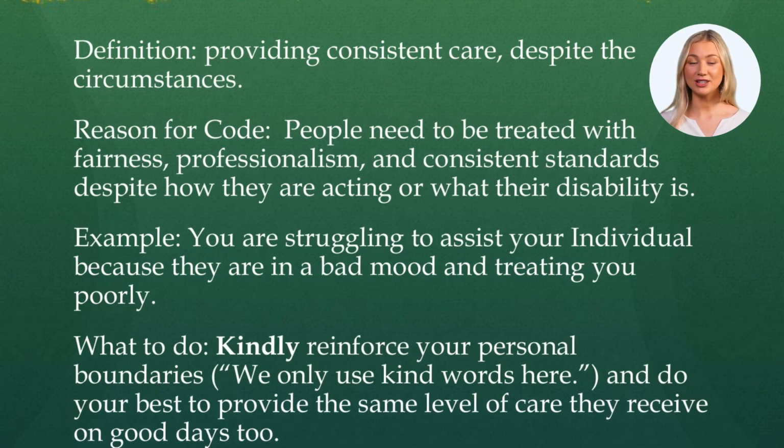Code 6. Justice. Definition: providing consistent care despite the circumstances. Reason for this code: people need to be treated with fairness, professionalism, and consistent standards despite how they are acting or what their disability is. Example: you are struggling to assist your individual because they are in a bad mood and treating you poorly. What to do? Kindly reinforce your personal boundaries. We only use kind words here. And do your best to provide the same level of care they receive on good days too.